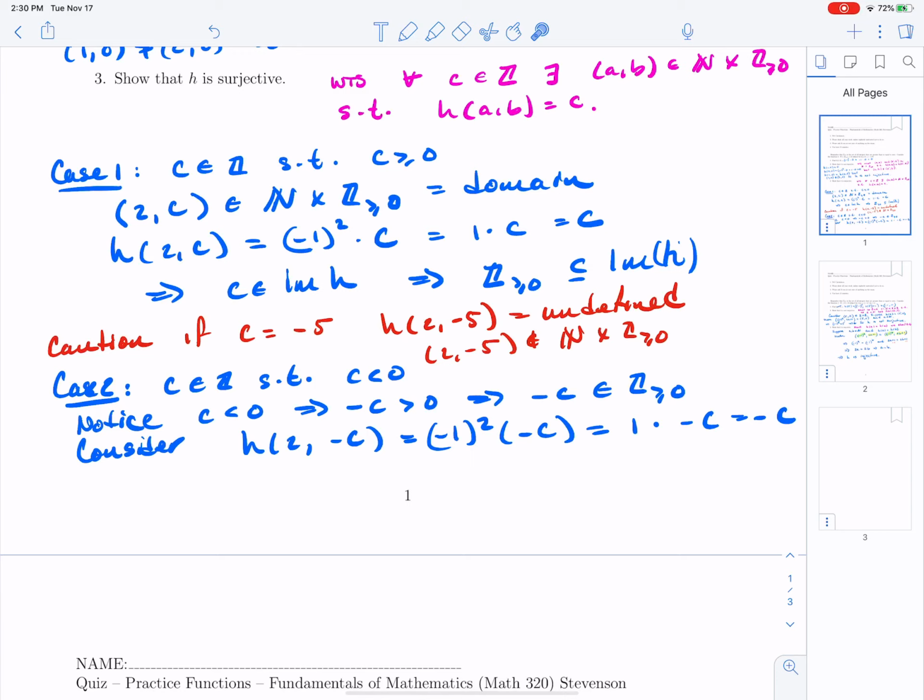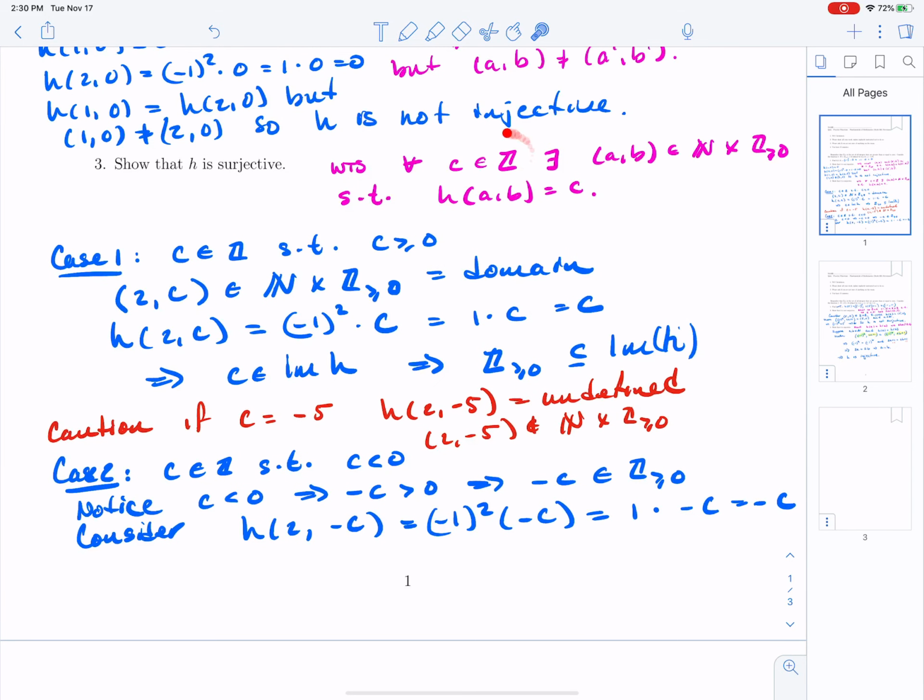Our goal, remember, is for every integer, we find an a and a b so that h of (a, b) is equal to exactly that c. That worked out fine here when c was already positive, but down here when c is negative, in order to find some value that I can put in the second coordinate, it has to be positive or 0, so I put negative c here, but then I want the output to be my original number c, not -1 times it. So I just correct this.